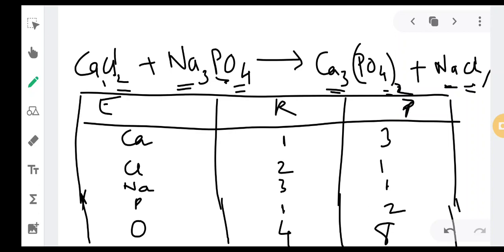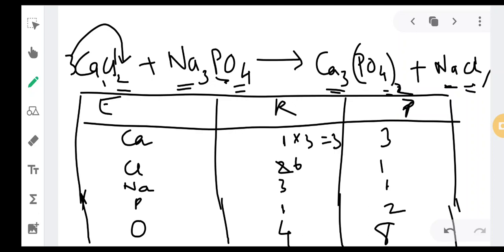So how to balance is nothing but, first we will balance calcium. How we will balance calcium is by multiplying it with 3. This will get 3 in number. Okay, so what will happen to chlorine? Chlorine will get 6 in number, and calcium will get 3 in numbers. Okay, so from 2 the chlorine will get shifted to 6 atoms.